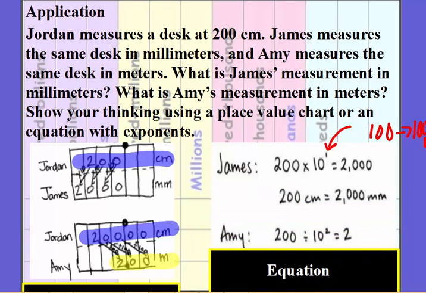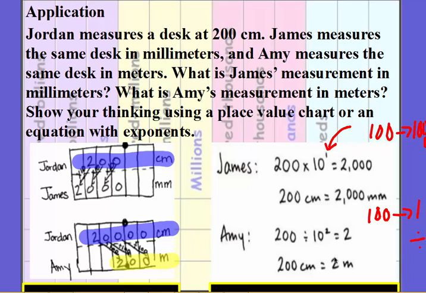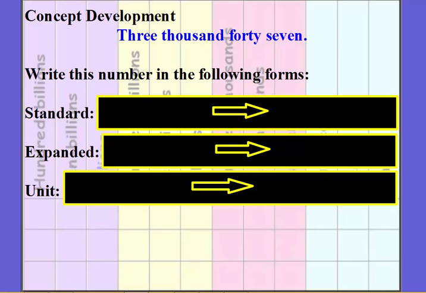Amy is going from centimeters down to meters. So that is from 100 to my ones. So I'm going 2 place values, and you see I'm losing those zeros. That means I'm going to be dividing. So 200 centimeters equals 2 meters. These are all equivalent math statements. They all are the same length.